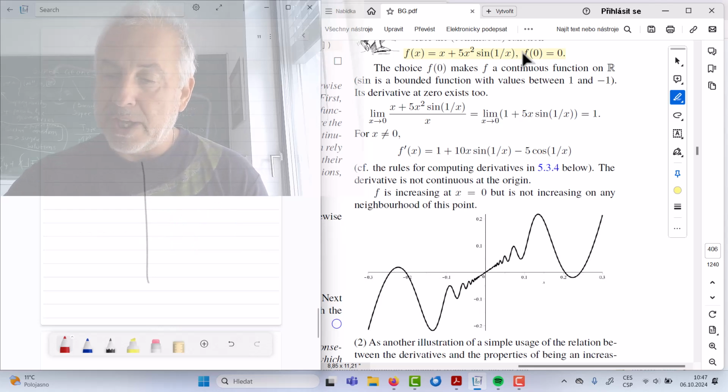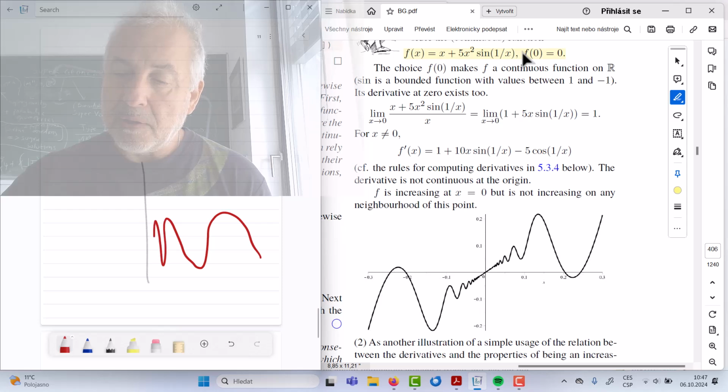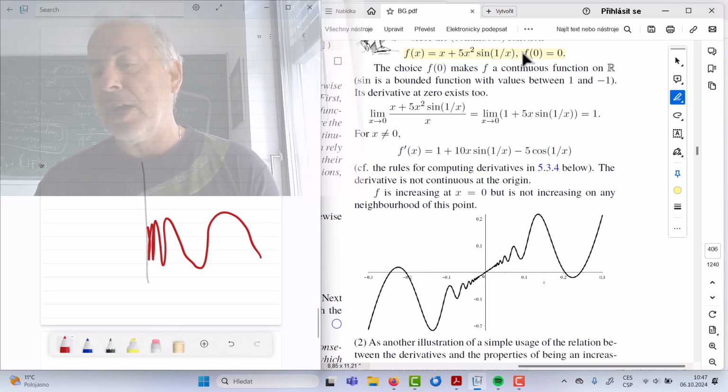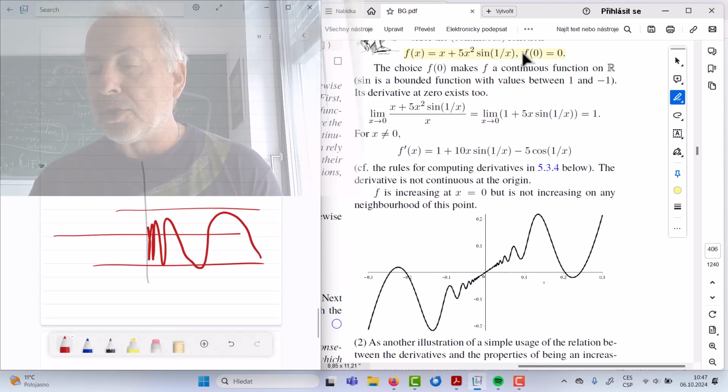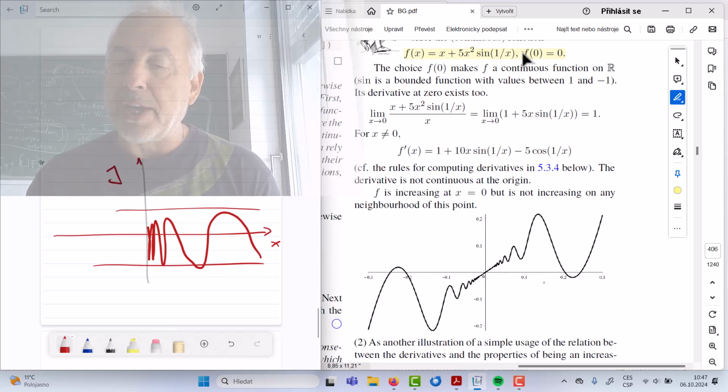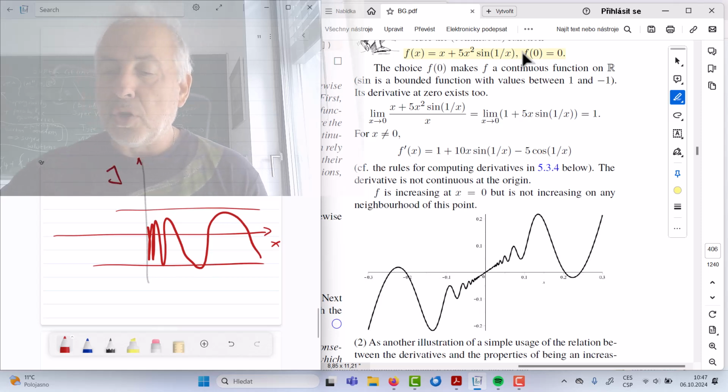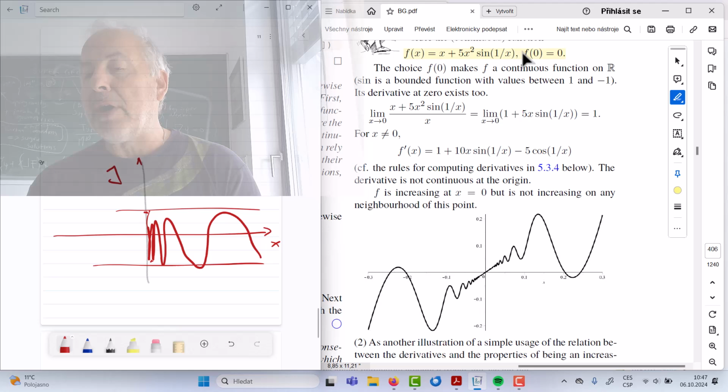Right, so it's faster and faster and all the time going between 1 and minus 1. So this is the x-axis, this is the y-axis, right? So it would just go from up to down. I didn't draw it the right way, but nearly the right way.